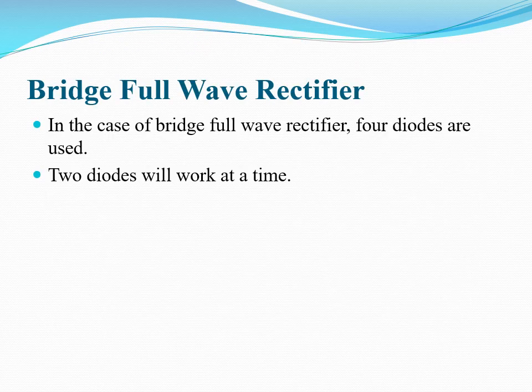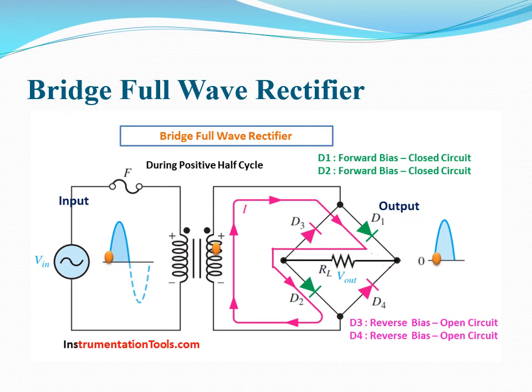Next is the bridge full wave rectifier. In the case of the bridge full wave rectifier, 4 diodes are used, and 2 diodes will work at a time. This is the basic circuit diagram for the full wave rectifier. For the positive half cycle, diodes D1 and D2 will work, and for the negative half cycle, diodes D3 and D4 will work.